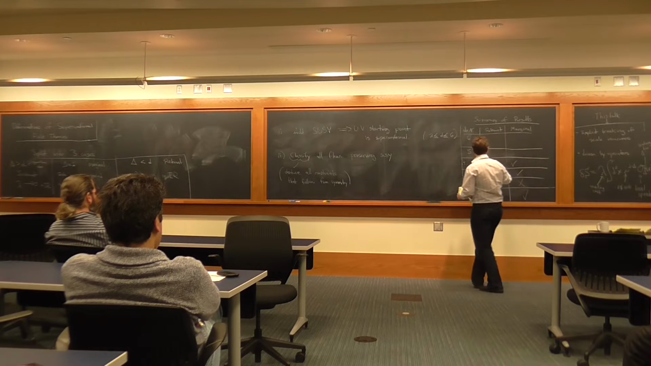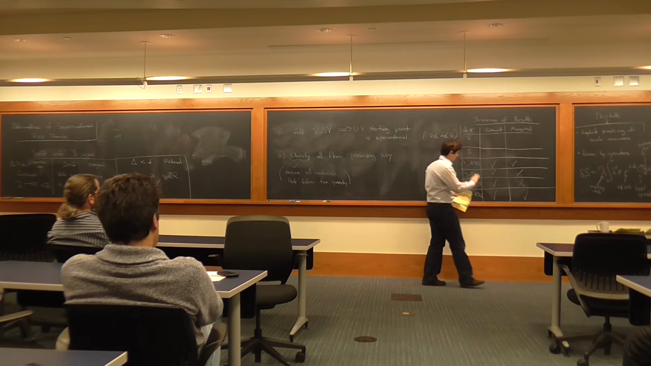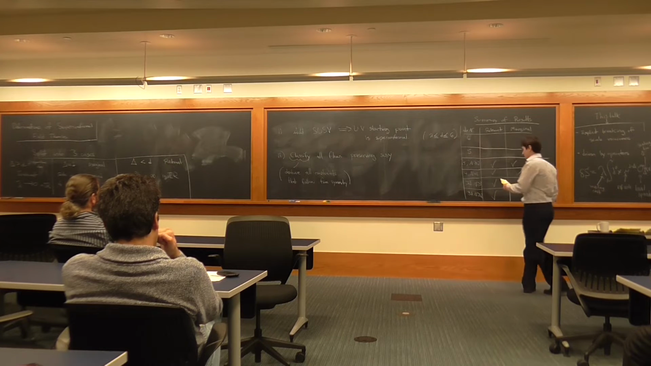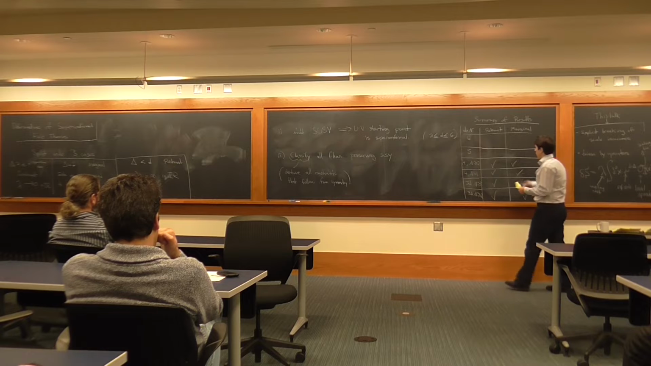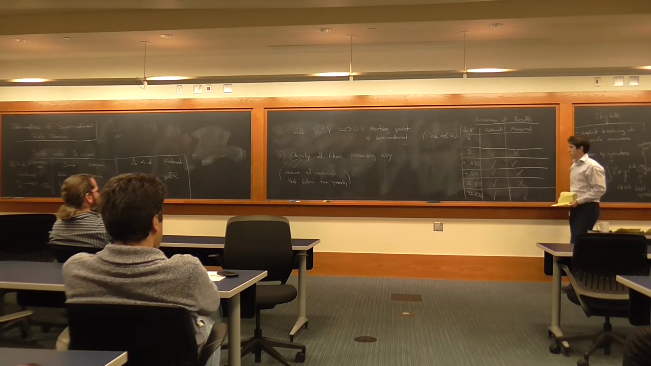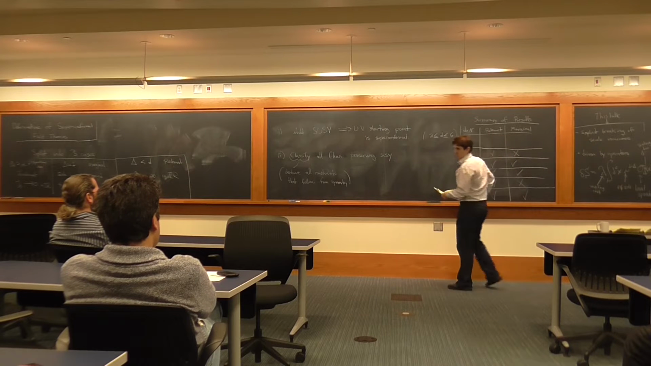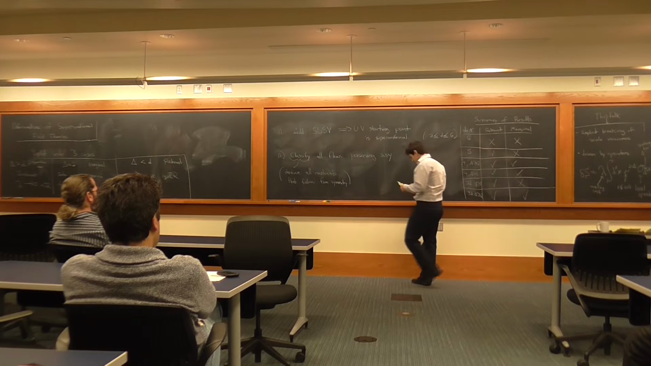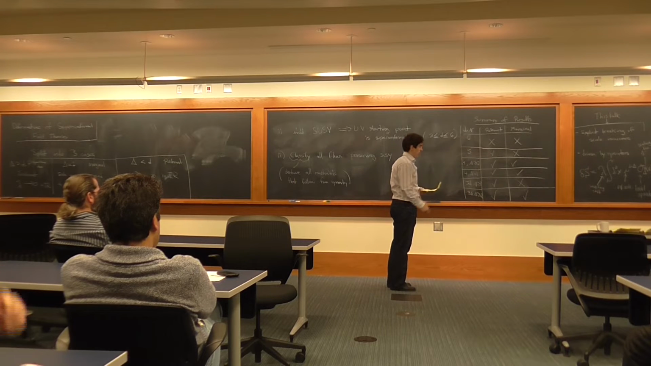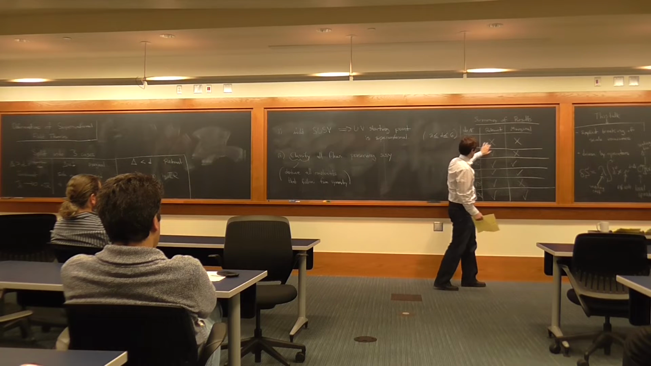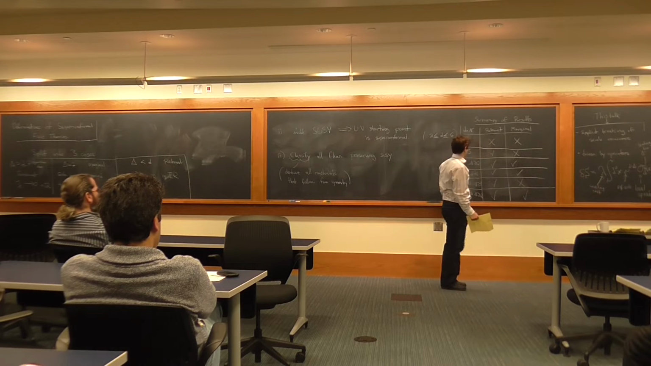In the cases where these checks exist, we can classify them very explicitly. We can give a detailed list of all the possibilities, and I'll do that in some cases later. 5D has relevant but no marginal. This is with minimal amounts of supersymmetry now in 5 and 6 dimensions. And 6D has neither.